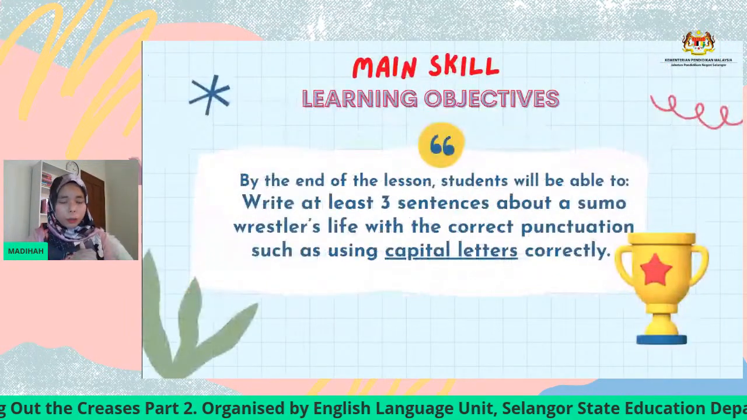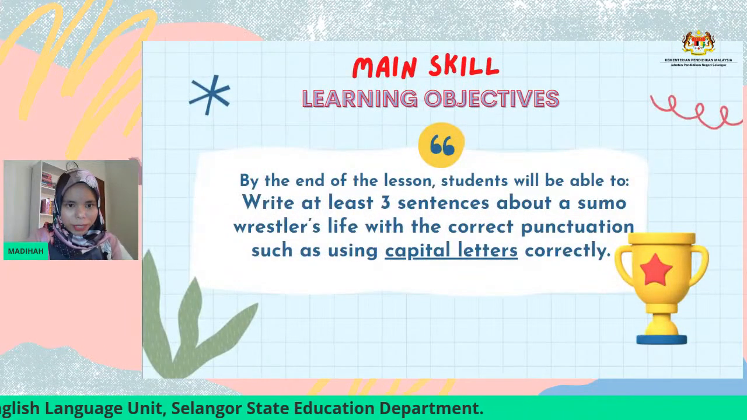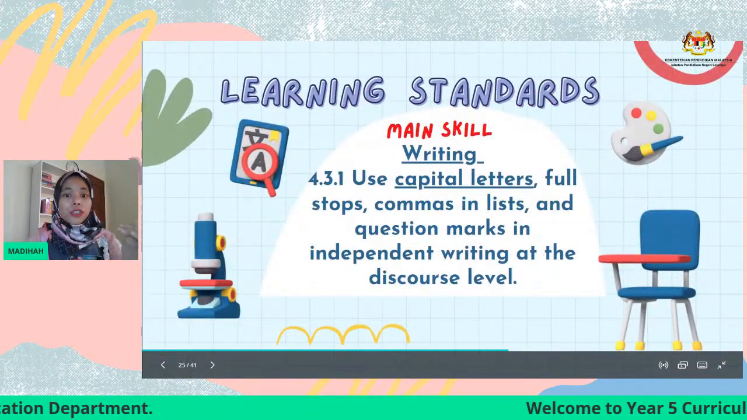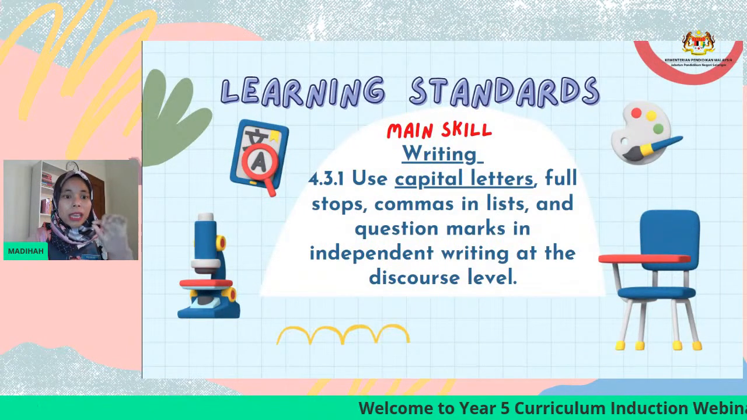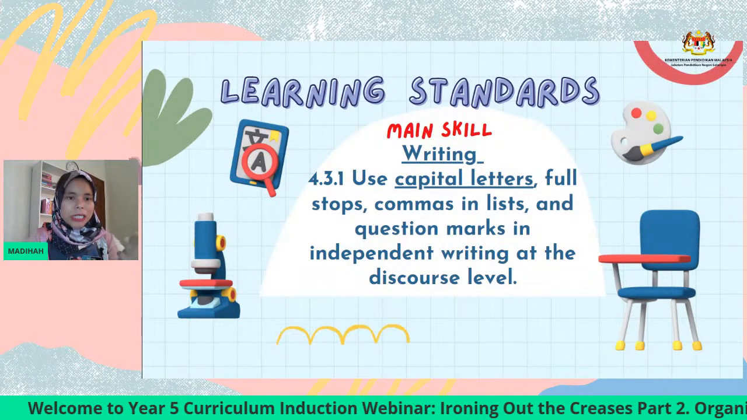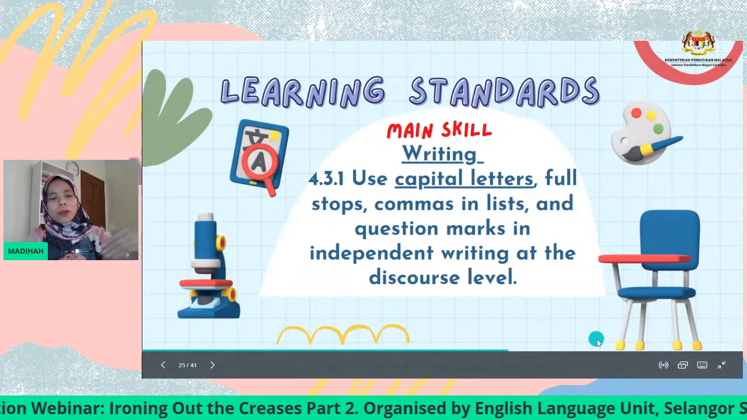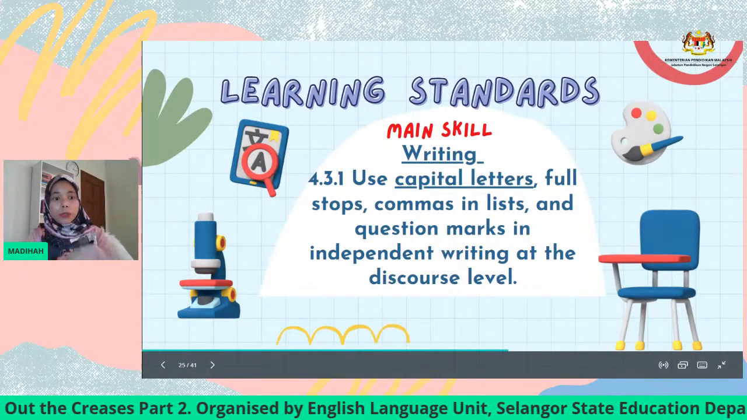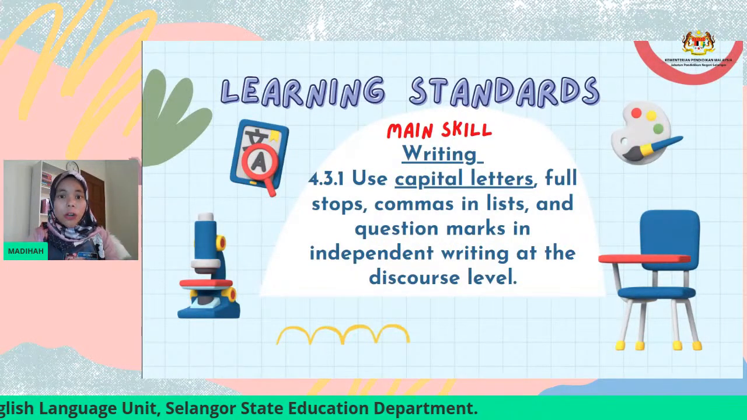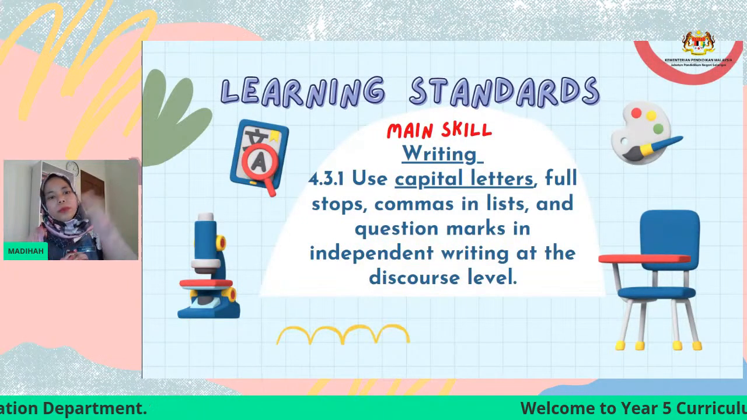Yes. So for the learning objective, what happened? We tried to focus on capital letters first. To the previous slide, please. Yes. So in the learning standard, as you can see, they have listed capital letters, full stop, commas, and question mark. But teachers, our skills are repeated throughout the year. So for example, for this first cycle, you want to focus on capital letters, or maybe capital letters and full stops and commas only. You can do that and put it in your learning objective.